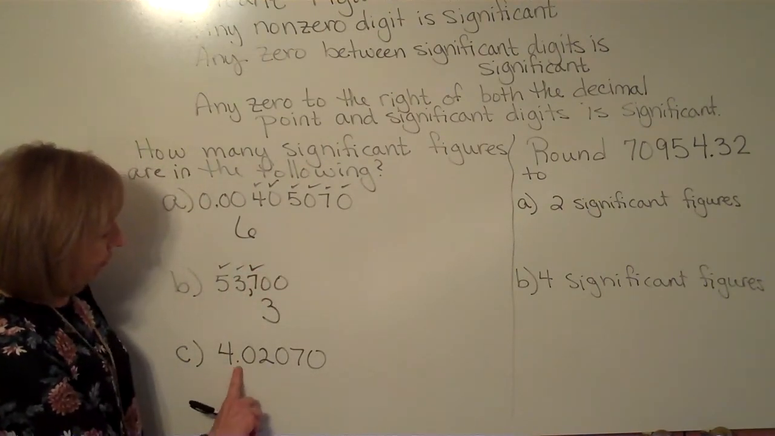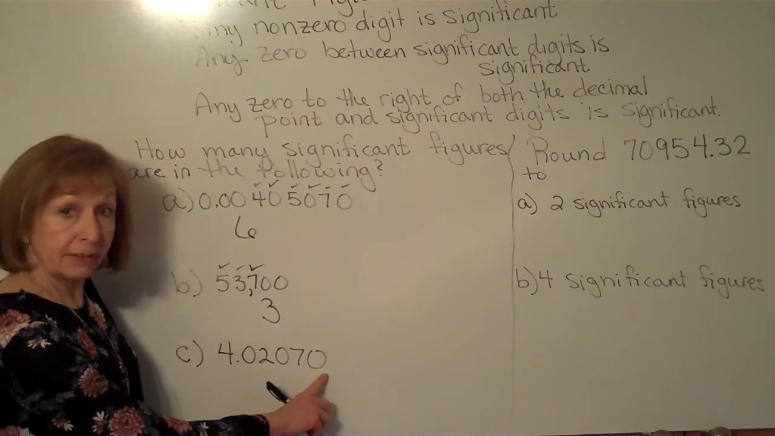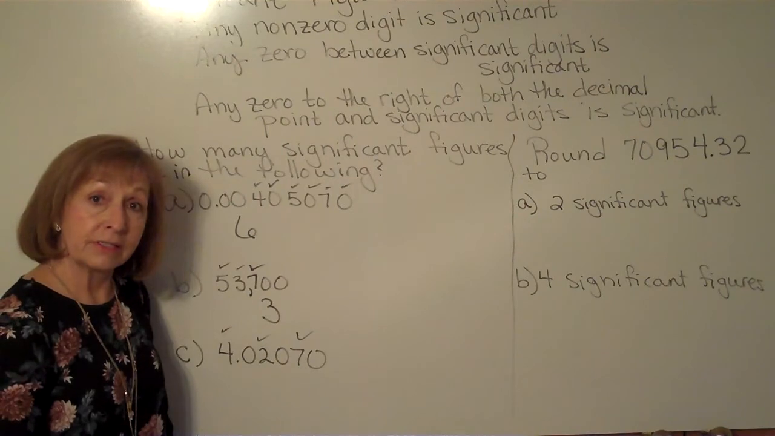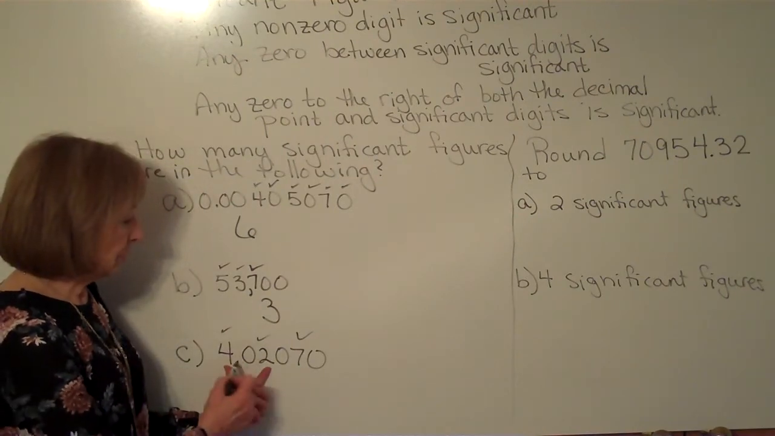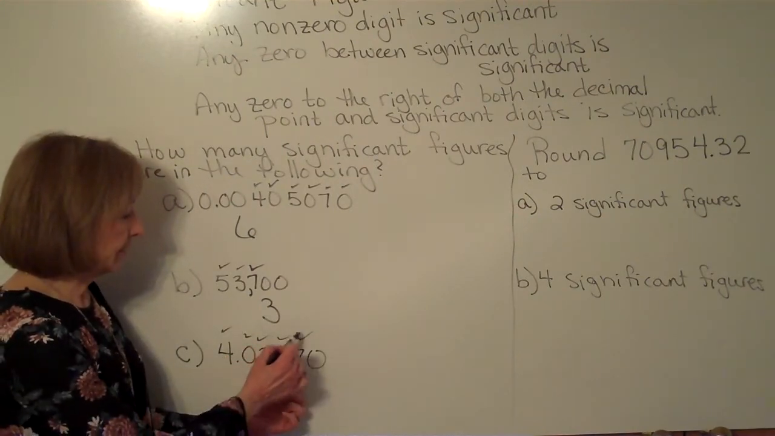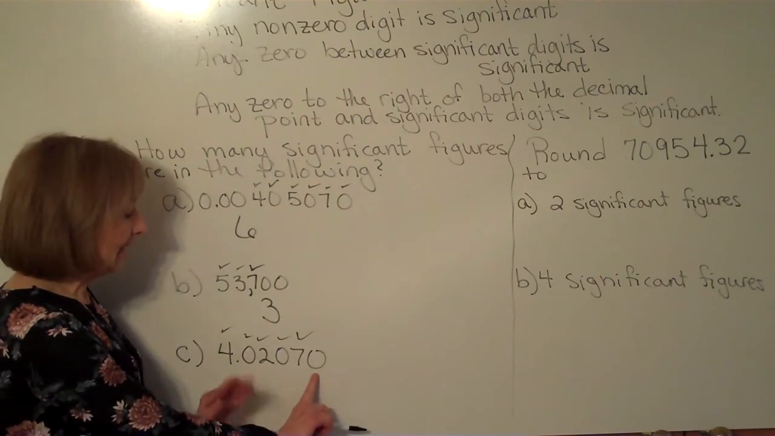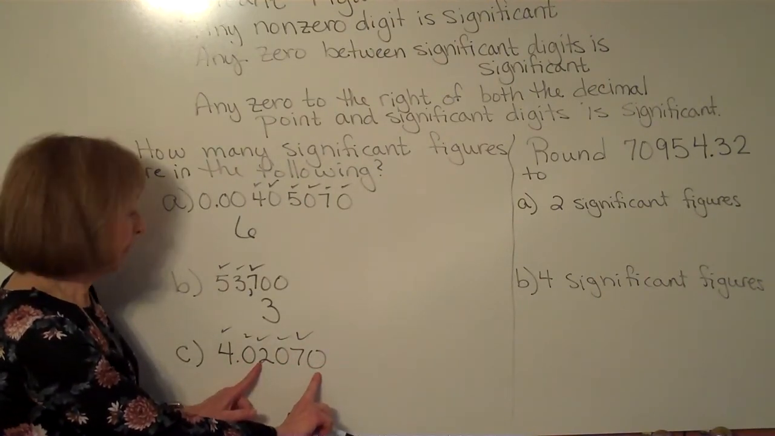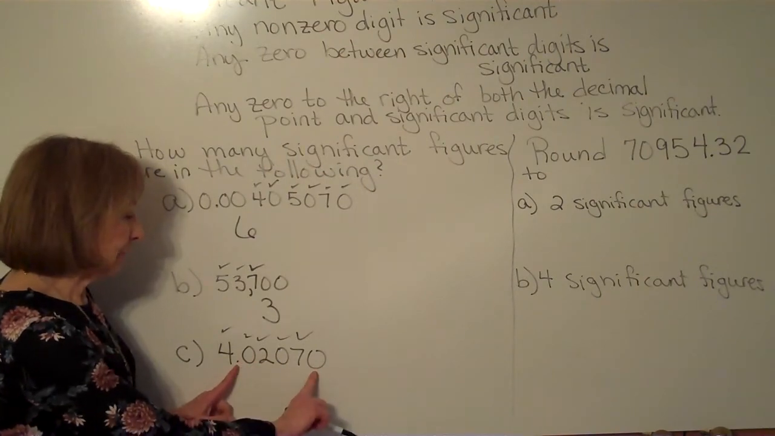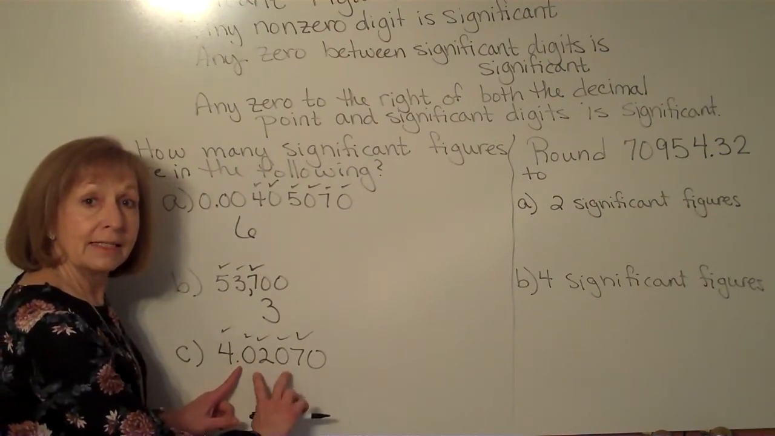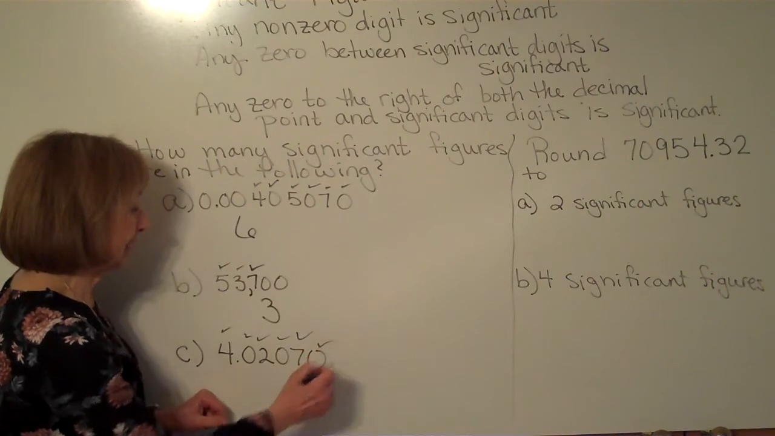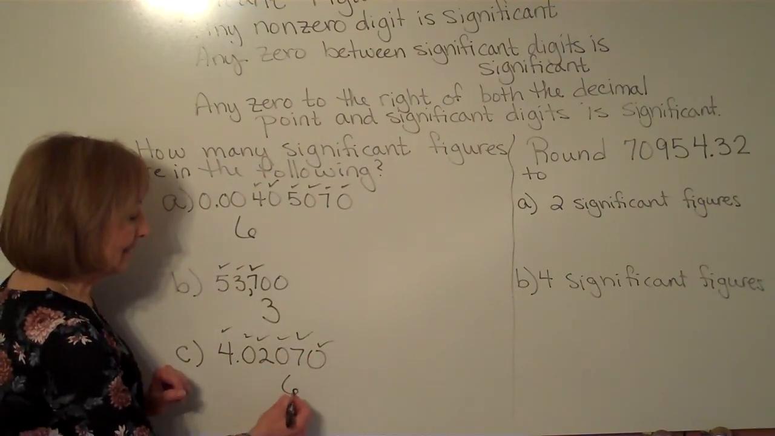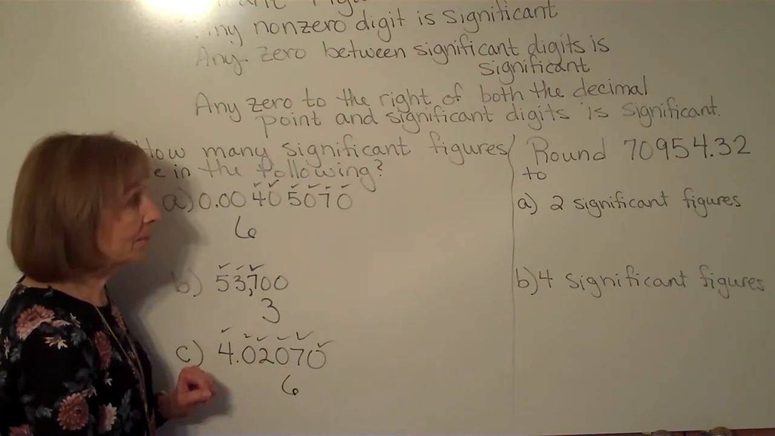Okay, here, 4.02070. So 4, 2, and 7 are not zeros, so they're significant. The zeros between significant figures are considered significant. And any 0 that's to the right of both a decimal point and a significant figure is significant. So there are 1, 2, 3, 4, 5, 6 significant figures there.